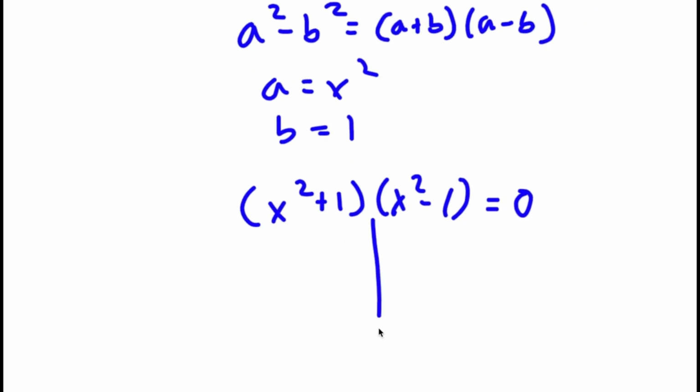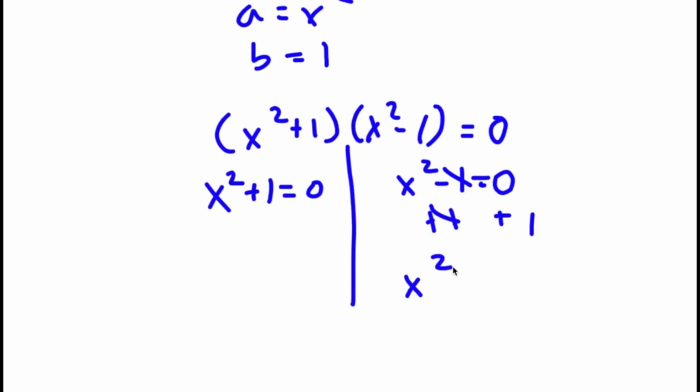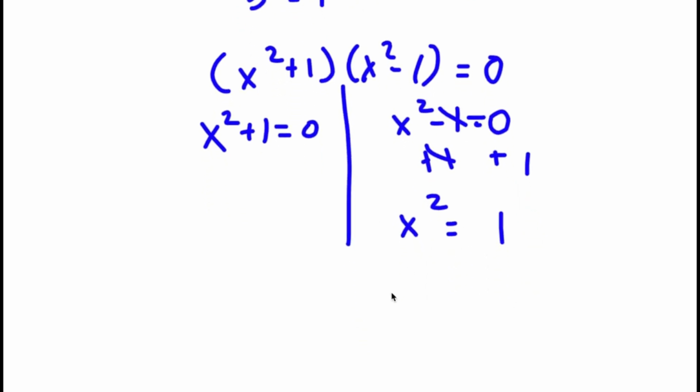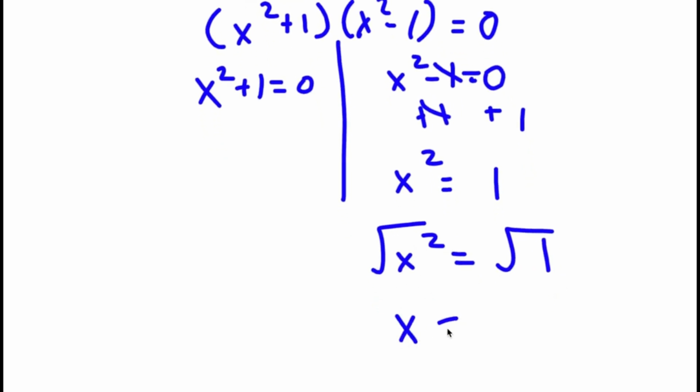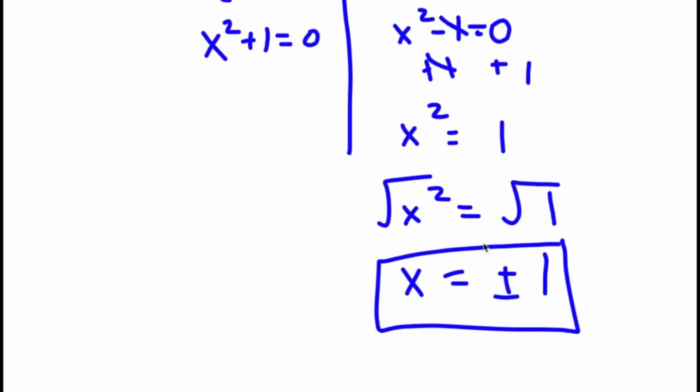So this gives me two equations. I have x squared plus 1 equals 0, and I have x squared minus 1 equals 0. So for x squared minus 1 equals 0, I can simply add 1 on both sides, and I'll be left with x squared is equal to 1. Now I'm going to take the square root on both sides. Square root of x squared is simply x, so I have x is equal to positive or negative 1, because the square root of 1 is positive or negative 1. So these are two solutions.